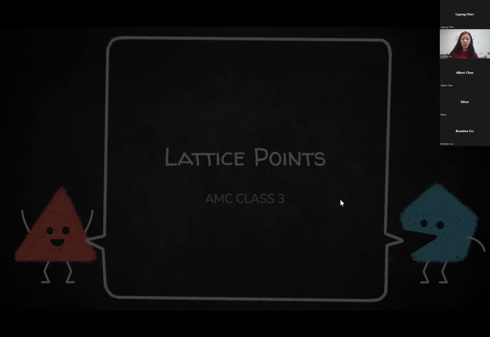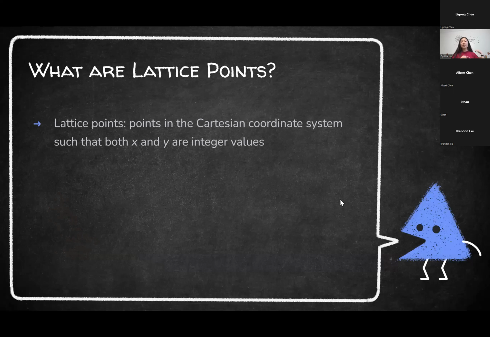So first of all, what is a lattice point? A lattice point is basically just a point in the Cartesian system such that both x and y are integer values. So for example, like (4,5) or (6,7), anything where both x and y are integers. As long as they're both integers, then you have a lattice point. For example, (4.5, 7.5) is not a lattice point because they're not integers.